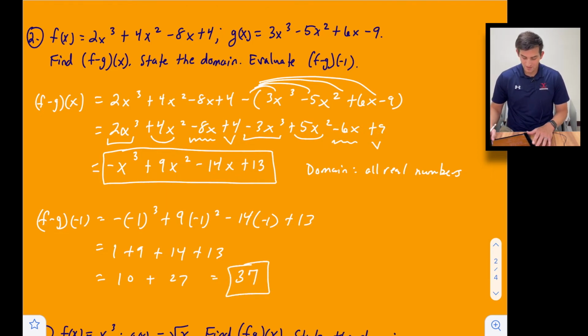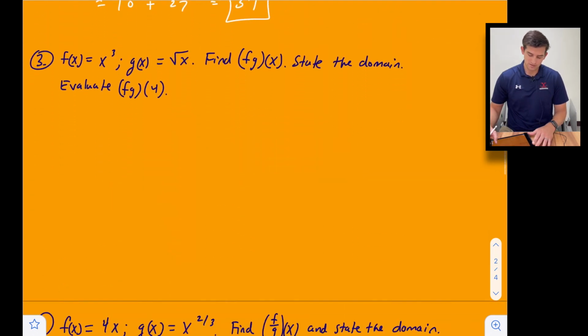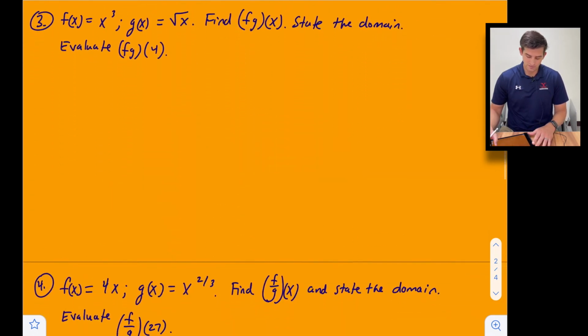Okay. All right, there's our subtraction example. Now let's take a look at multiplication and then division to finish off. So number 3, f of x is equal to x cubed, g of x is equal to the square root of x. We want to find f times g of x. We'll state the domain once again. And then we want to evaluate when x is 4, okay?